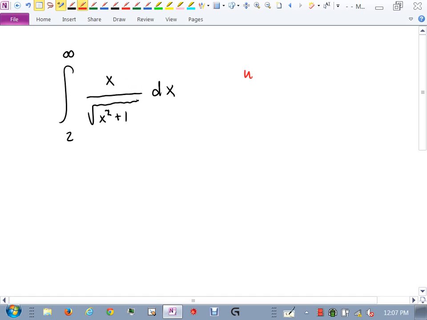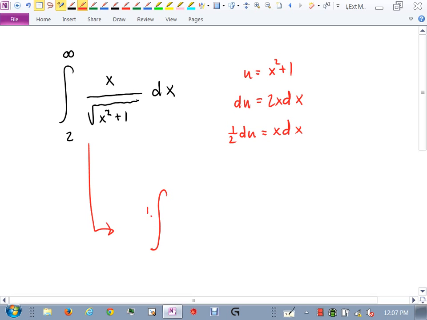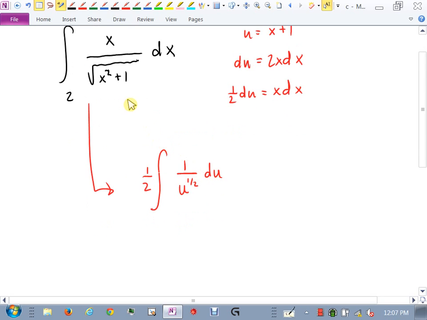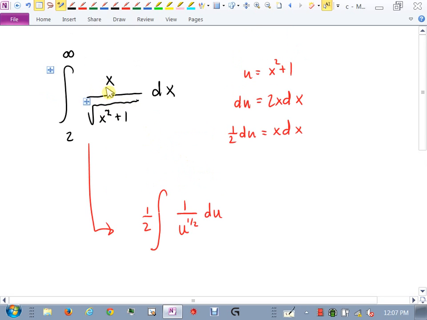I'll do it though. u is x squared plus 1. I'm going to move fast though. du is 2x dx, so 1/2 du, I'm scaling both sides. I rewrite this as the integral, 1/2 comes out, 1 over square root of u is the same as u to the 1/2, du. Notice I also lost my limits of integration here, right?